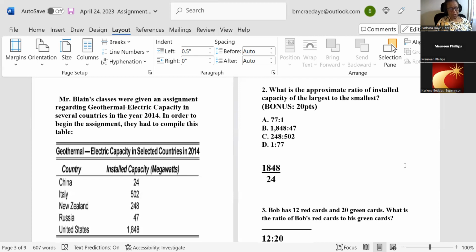Yeah. Okay, now you look over in this table, Maureen. What's the largest capacity? USA. That's right, 1,848. What's the smallest? China, 24. So you have 1848 over 24. Now, your choices, you don't see that, right? So how would you find which ratio is correct, A, B, C, or D? How would you find that?